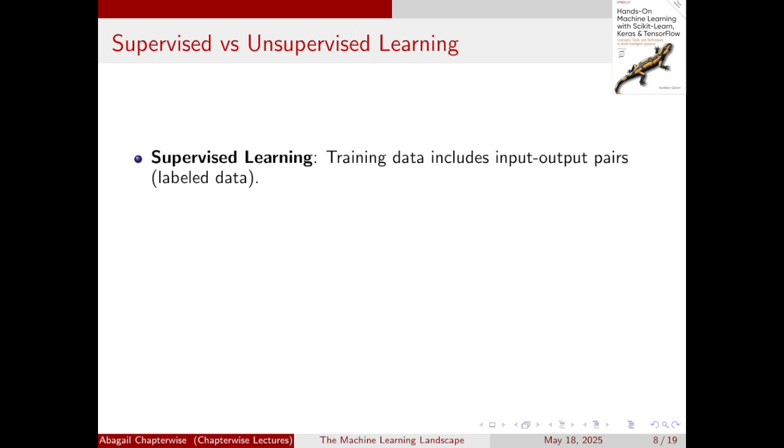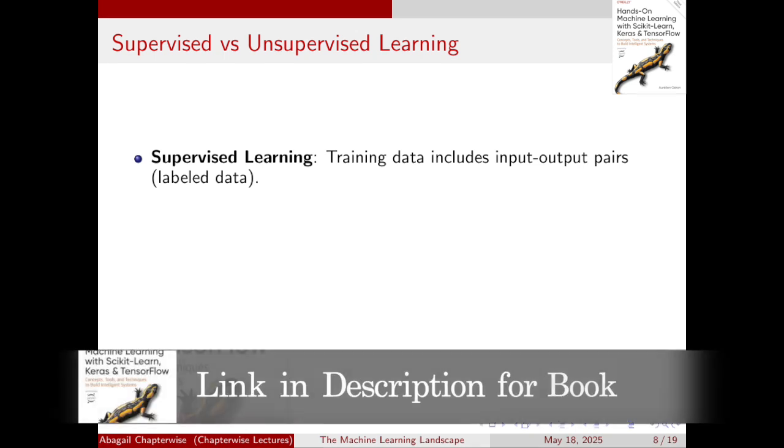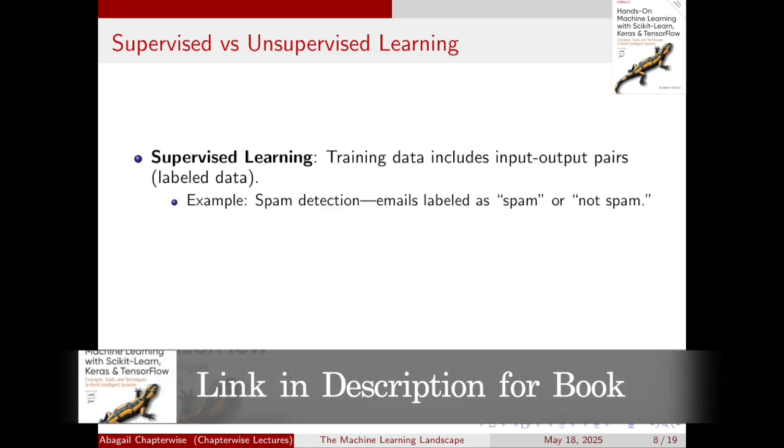This refers to whether or not the training data includes labels, that is, the correct answers the system is supposed to learn to predict. In supervised learning, each training example comes with both an input and a corresponding output label. The goal is to learn a mapping from inputs to outputs, so that the system can make accurate predictions on new, unseen data.